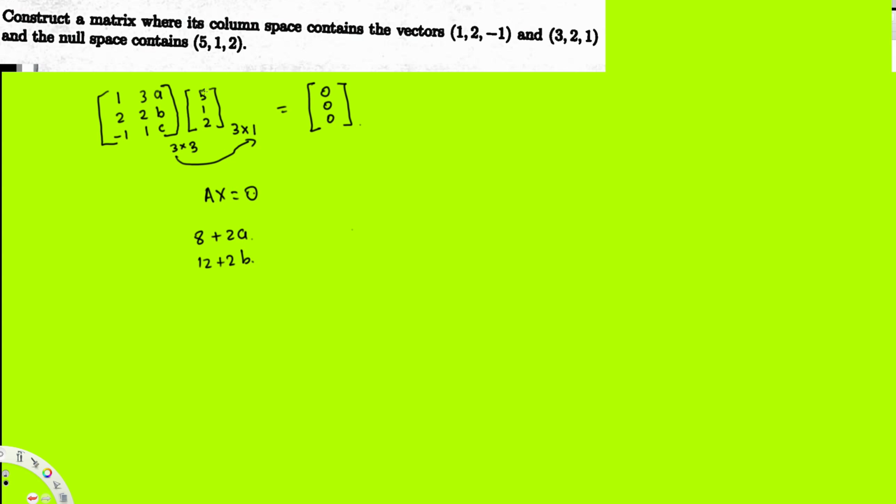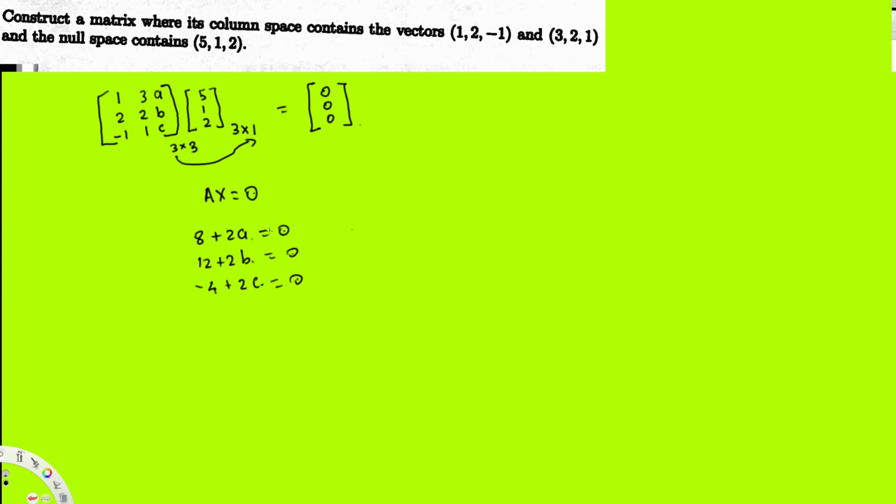Then we have minus 1 times 5, which is minus 5, and 1 times 1 is 1. 1 plus minus 5 is minus 4, so minus 4 plus 2c. Now we have to set everything equal to 0 to find these values.